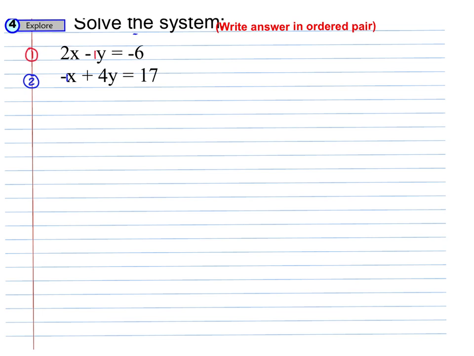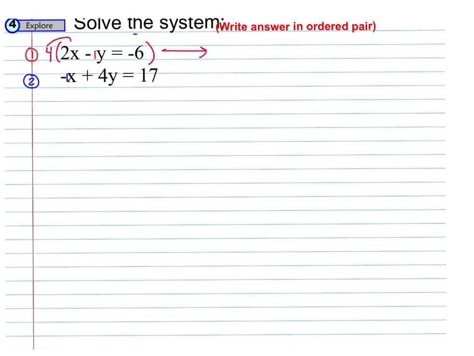So then the next question you have to ask yourself: do you want to get rid of the x's or do you want to get rid of the y's? In first period, we got rid of the y's, so I'm just going to stick with that so we're a little bit more consistent. So if I want to get rid of the y's, that means I need to change this negative 1 into a negative 4. So I need to multiply the top equation by a positive 4, because a positive 4 times a negative 1 gives me a negative 4.